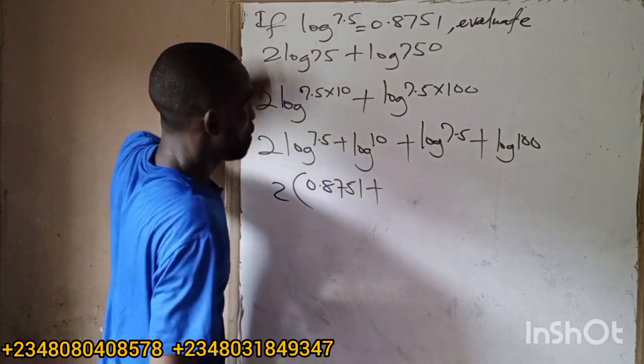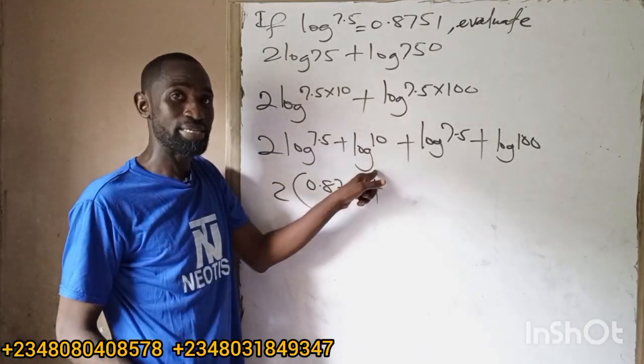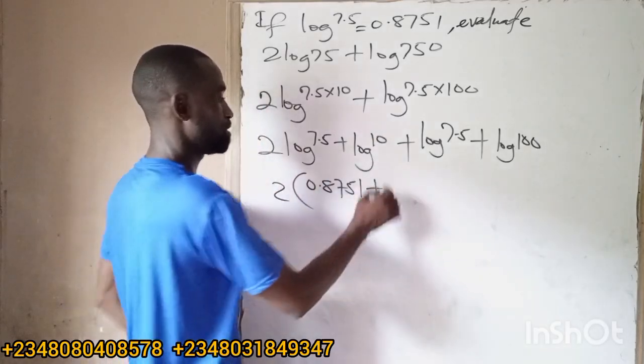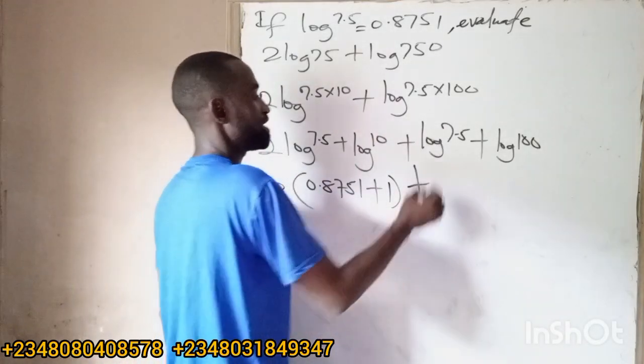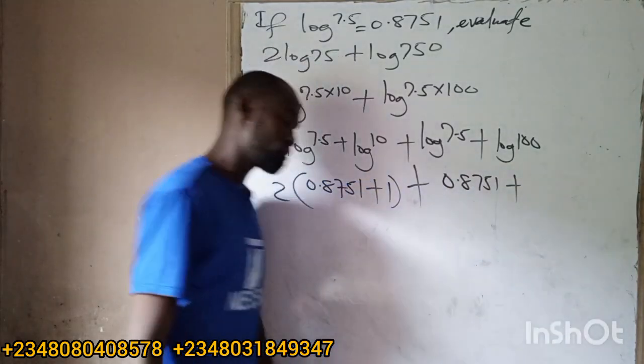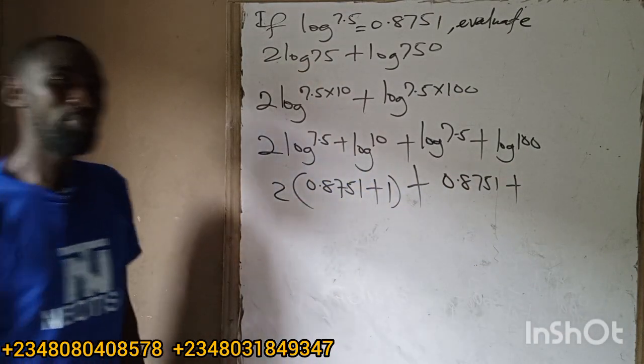0.8751 plus log 10. If nothing is written here, it is in base 10. So what is log 10 base 10? Log of the number to its base gives 1. So I have 1 here, then plus 0.8751. Then plus log 100 base 10 is 2.